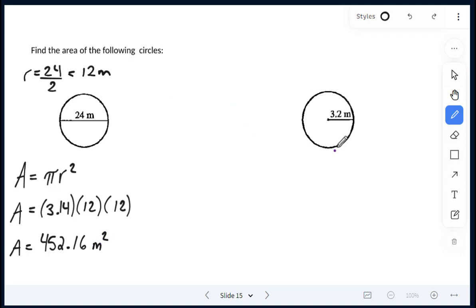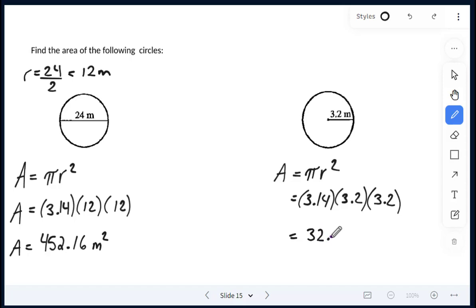And for the second one, we are given radius 3.2 meters. So pi r squared, 3.14 times 3.2 times 3.2. Then put that in your calculator. You will get 32.15. We'll round it to 32.15, and that is meters squared.